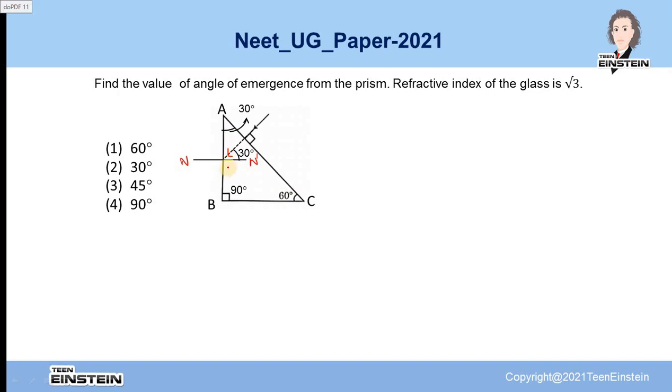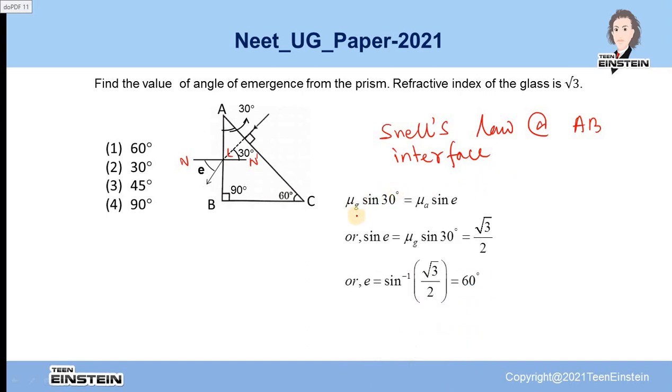Now if we consider the refraction at this surface AB, then we will be able to find out the angle of emergence E just by applying Snell's law at the AB interface, and that can be written as mu g sine 30 degrees is equal to mu a sine E.